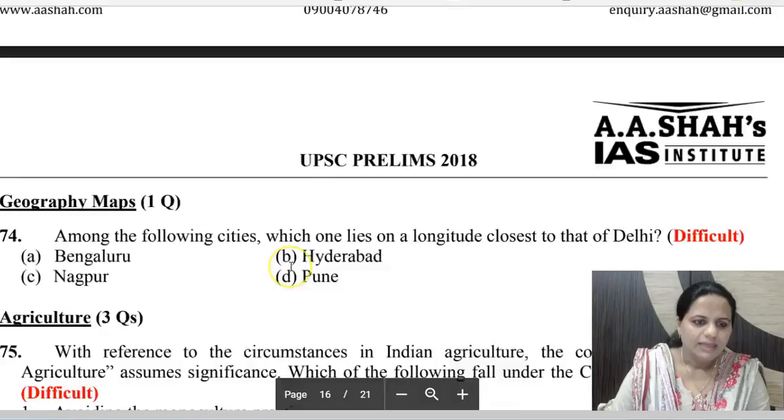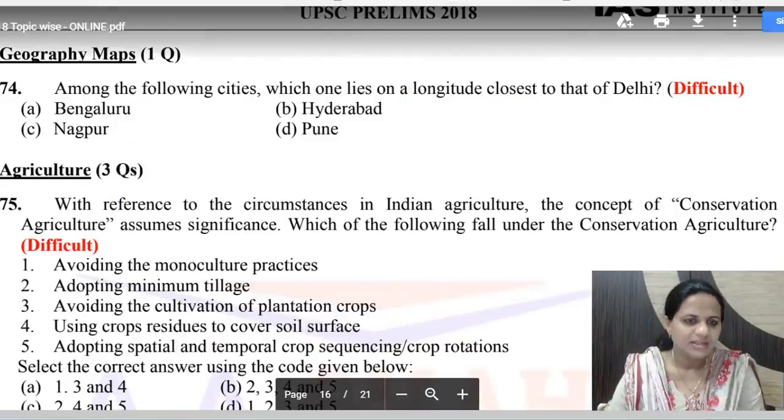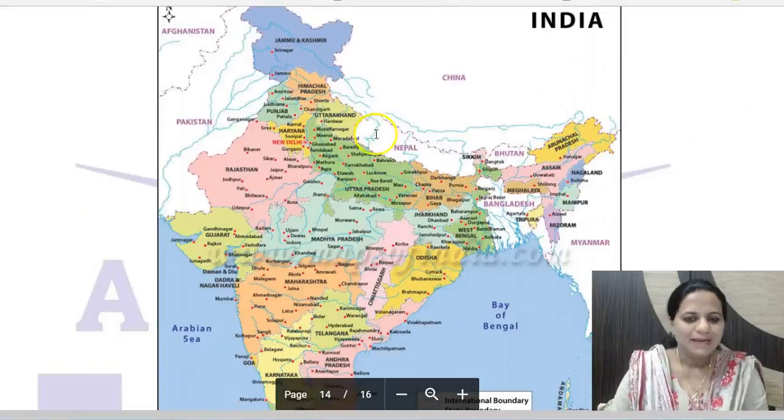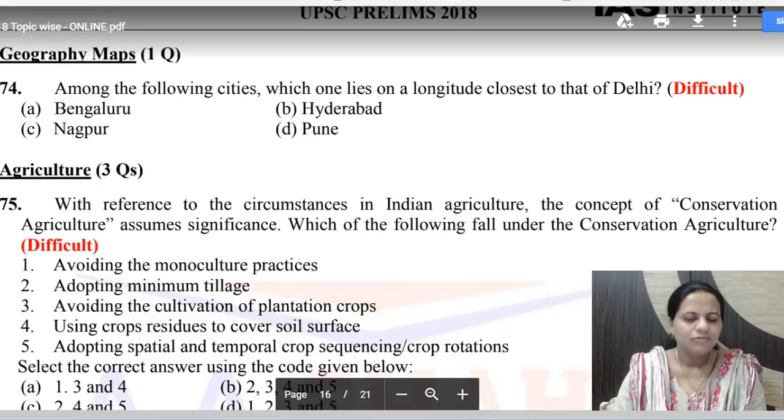The next is, among the following cities, which one lies on the longitude closest to that of Delhi? Again, a very difficult question. Here the answer is A, but for that you should have the map in mind, the longitudes as such. So on the same longitude as New Delhi lies Bengaluru, down here. So for 74, it's a difficult question. The correct answer is A.